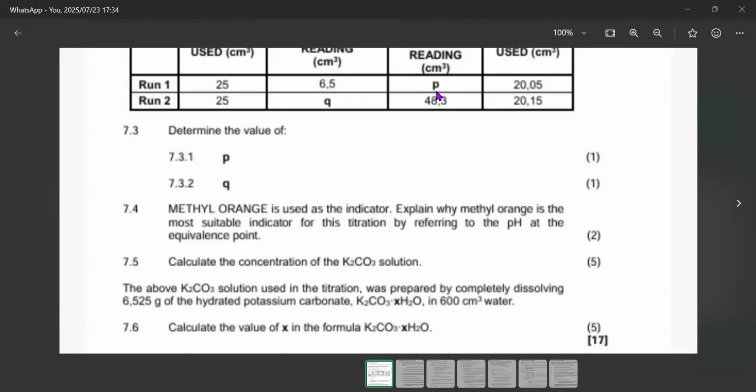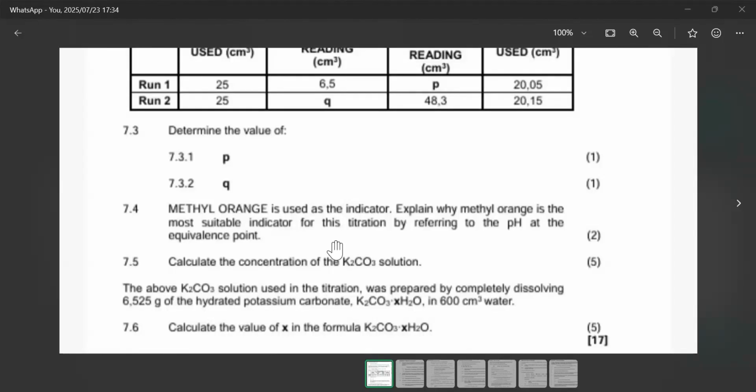I'm not sure, but I think by finding the molar mass. The molar mass, yes. Thank you so much. We need to find the molar mass of the entire compound. Why? Well, that's because they told us that the 6.525 grams is the mass of the hydrated potassium carbonate. And they also give us the volume of water.